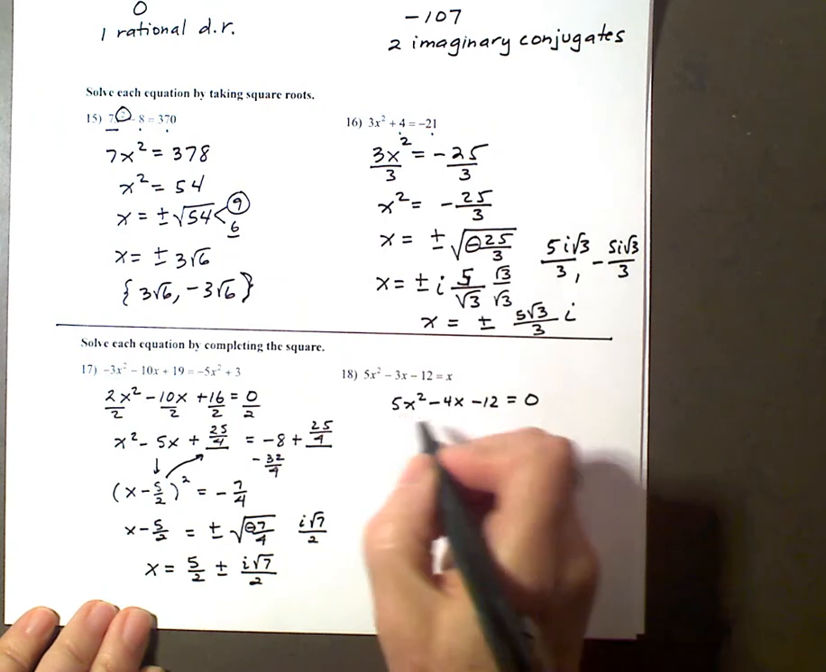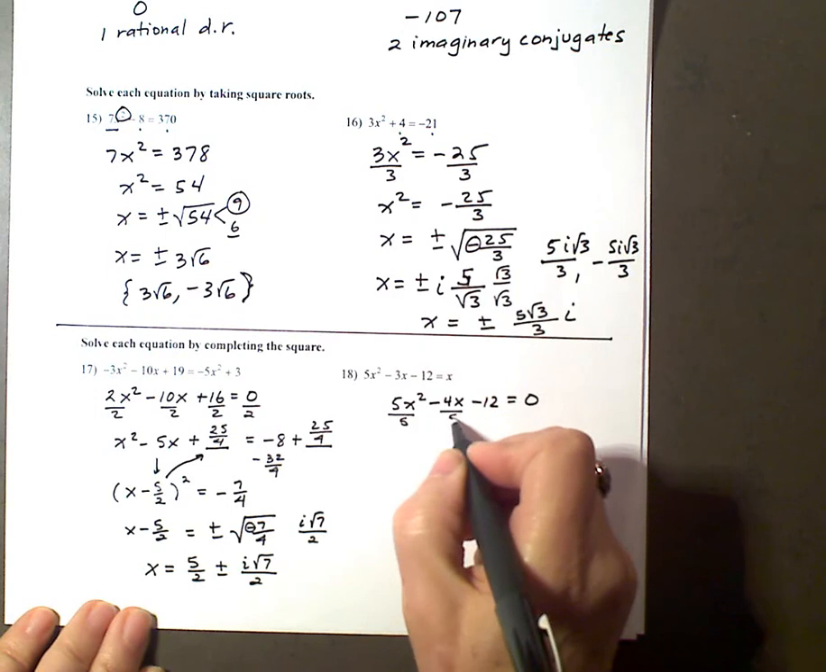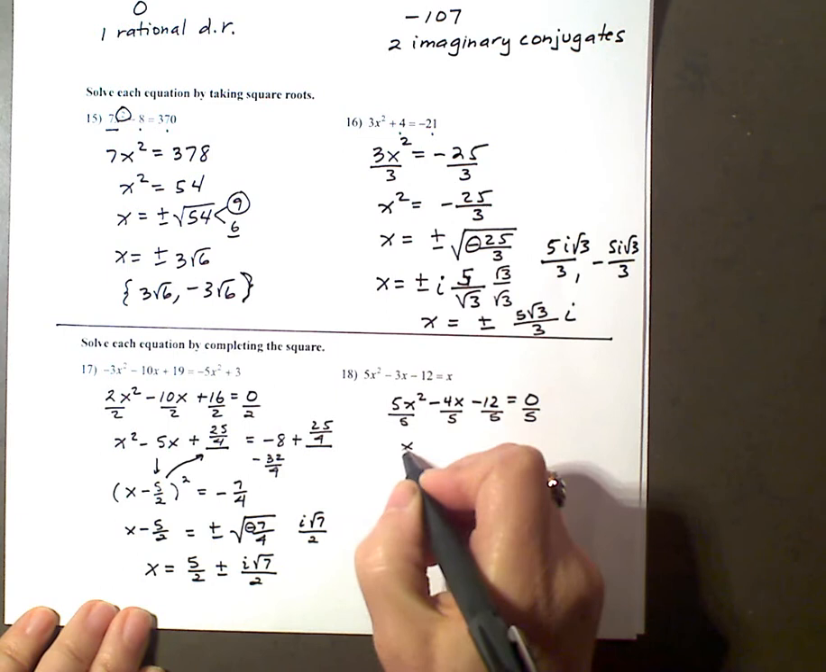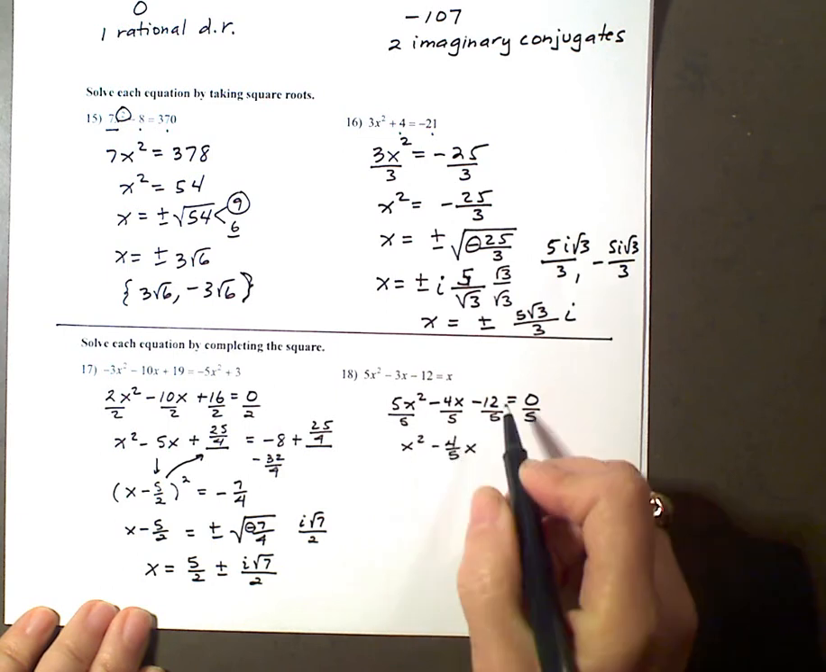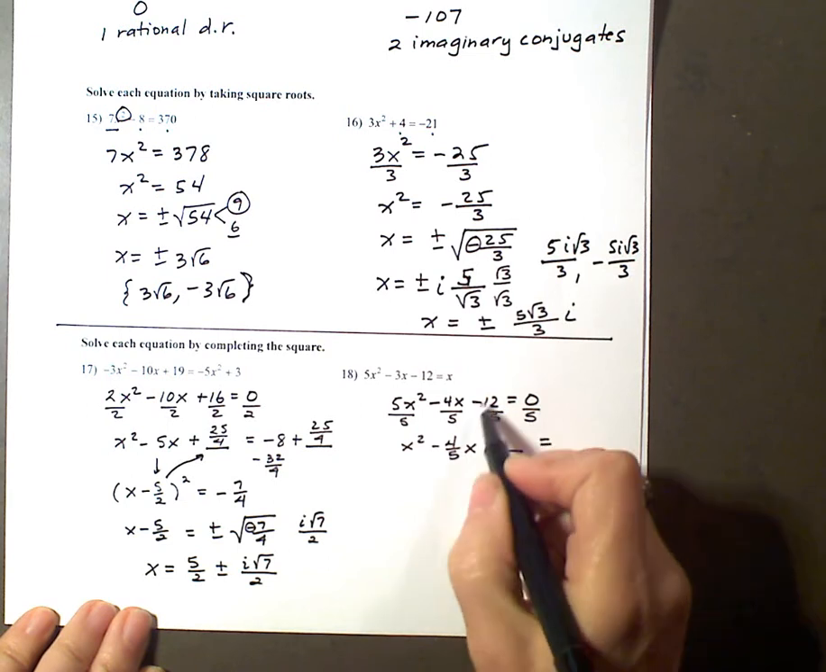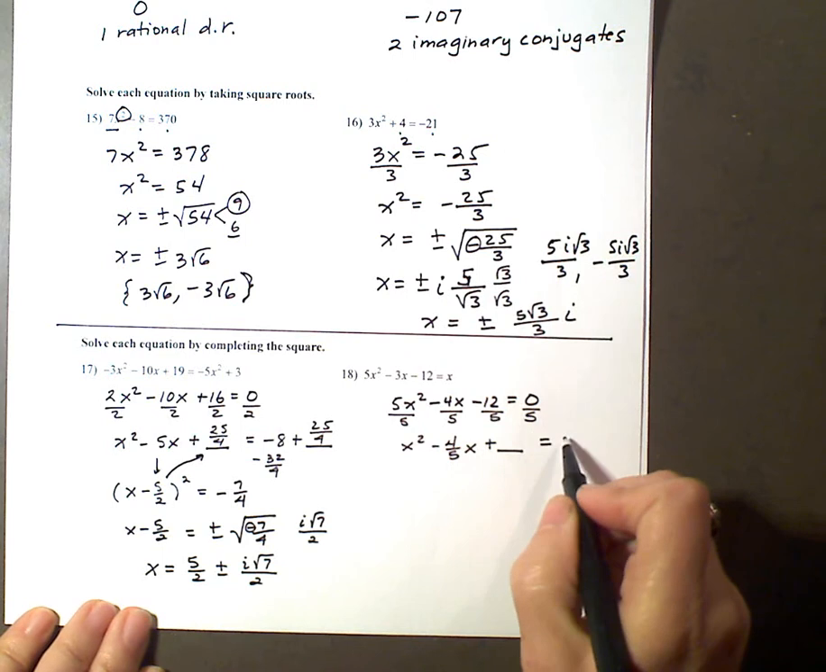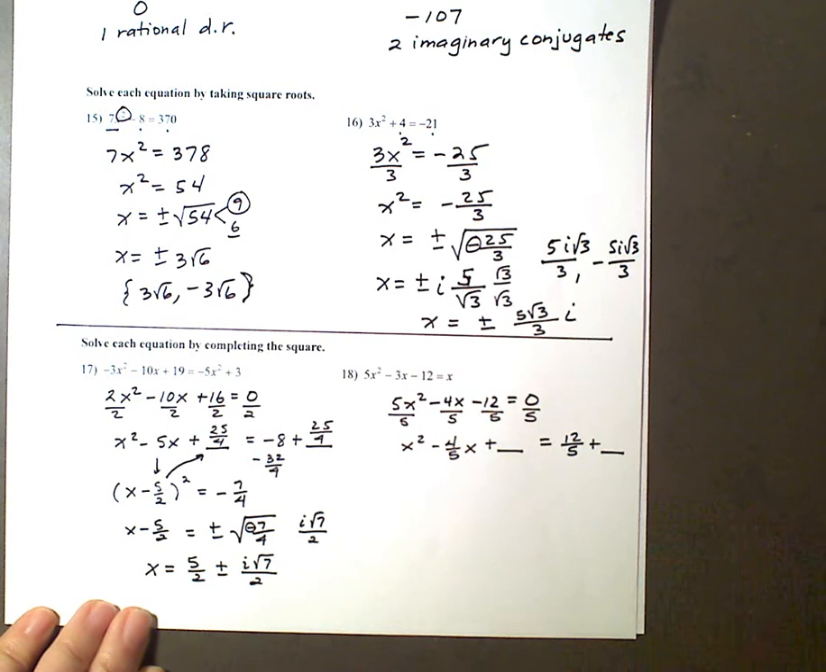First of all, a has to be 1. So I have to divide out the 5 from every term on both sides. So now I have x squared minus 4/5 x plus blank to complete the square equals. I'm going to add 12/5 to both sides. This, of course, is a 0. So I'll have a 12/5 plus blank to complete the square.